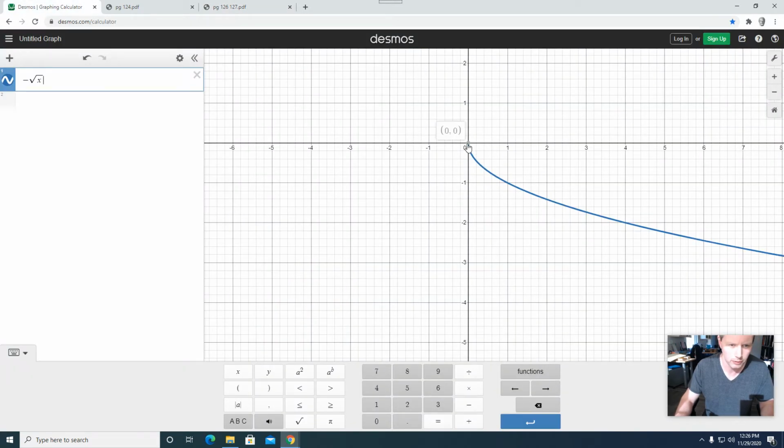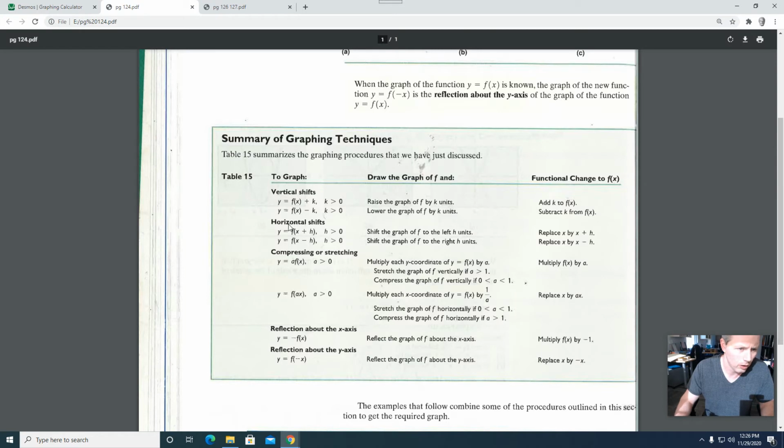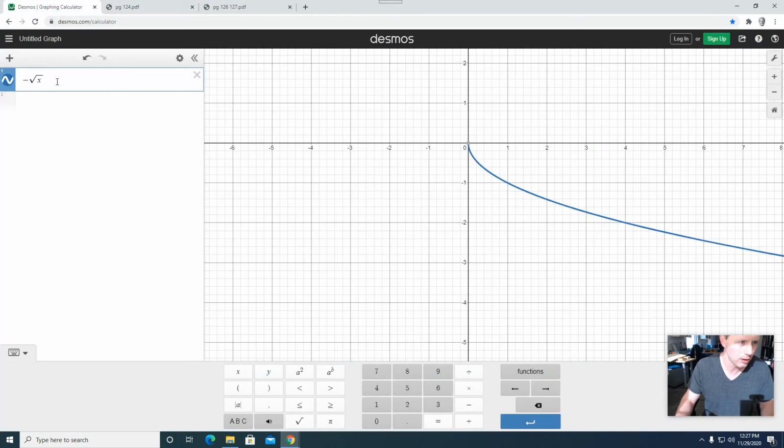So I want this point, for example, to be here. So I'm going to shift my whole graph over 3 units. Here, horizontal shifts. If I want to shift the graph to the right h units, I subtract h. I replace x with x minus h. So in this case, my h is 3. So I want to go to the right 3 units. So I'm going to replace x in my function here with x minus 3.